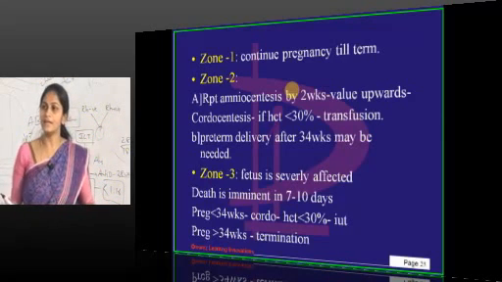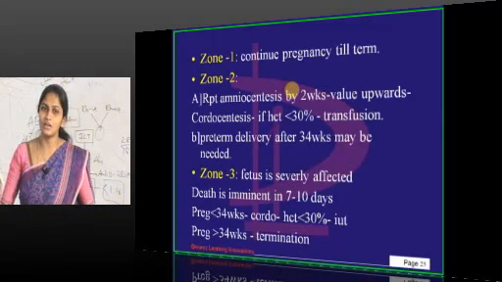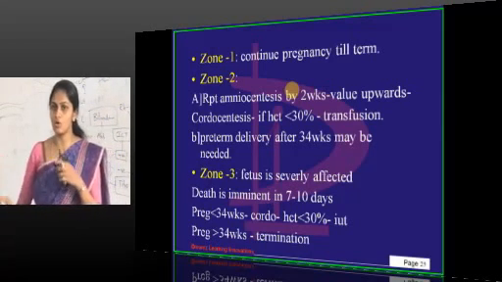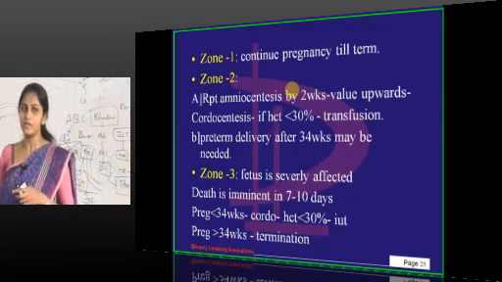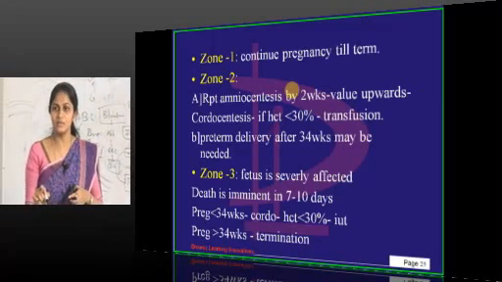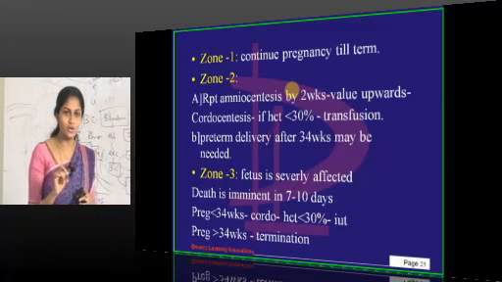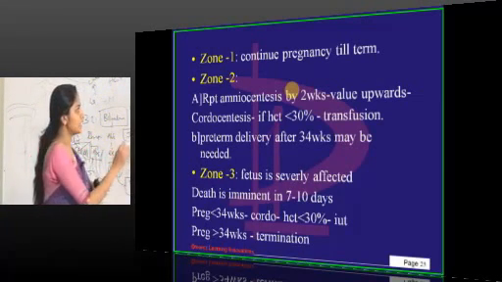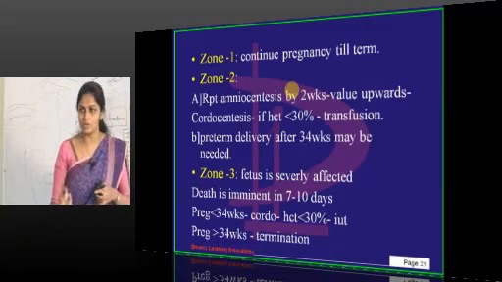So the question will be very tricky. At 28 weeks of gestation, Liley's graph is done and it has shown zone 3. What is the management? Seeing zone 3, what will you do? Immediately you will go for delivery. But the weeks of gestation is 28. Are you going to do delivery now? No. Less than 34 weeks, I just want to do only cordocentesis.